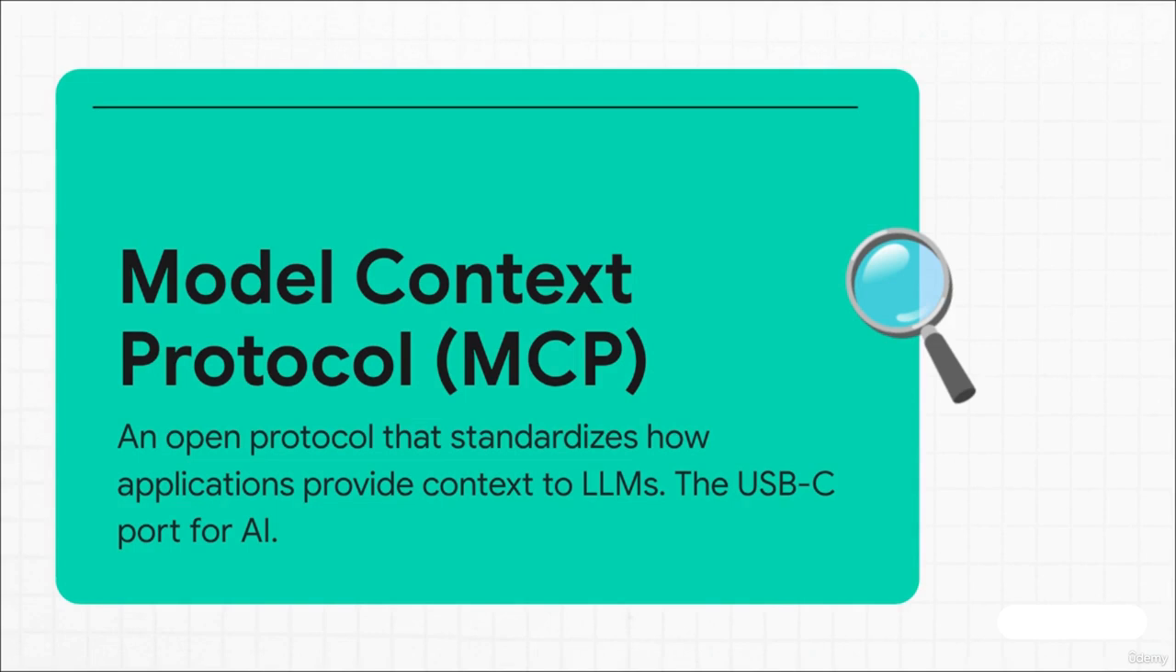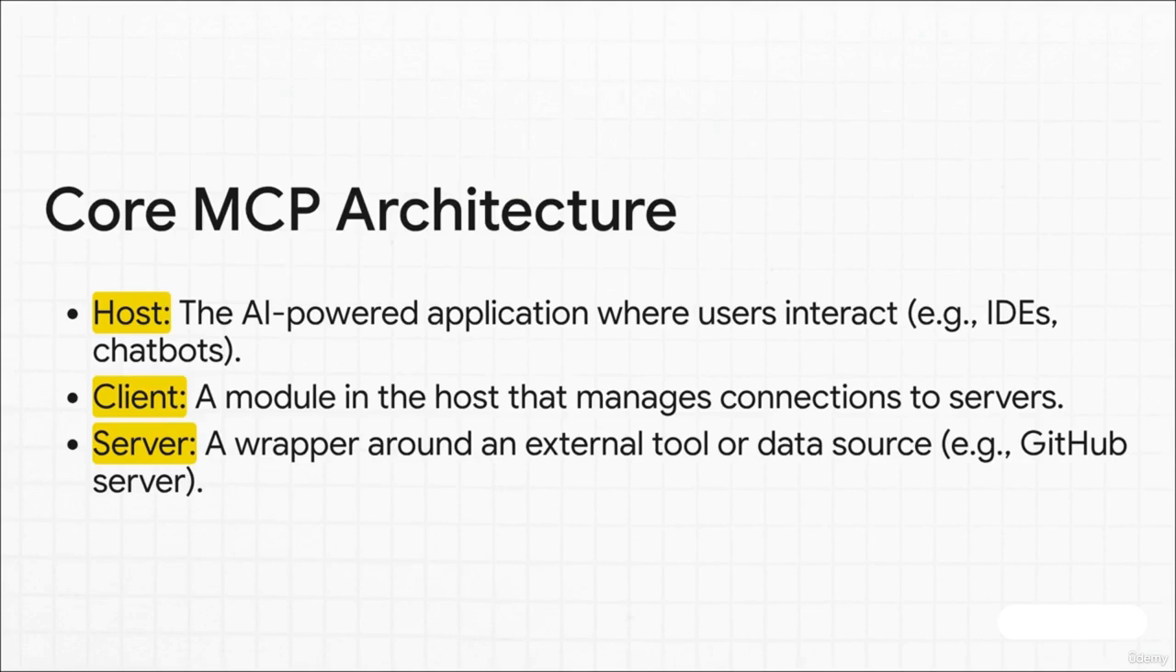It all happens through a simple JSON RPC-based communication layer. And the architecture is just beautifully simple and modular. So first, you have the host application. That's the AI app the user is actually interacting with, like your IDE or a chatbot. Inside that host, there's an MCP client, which basically acts as a universal translator.